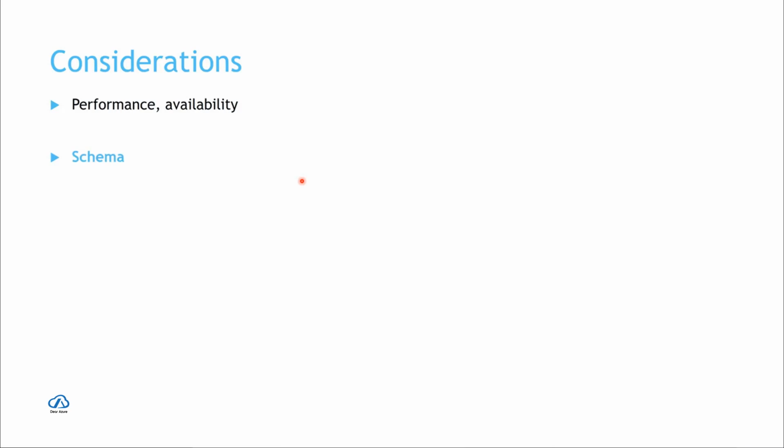And then the schema. You need to choose the external configuration store that supports multiple schemas. Most of the configuration data is key value pair, but sometimes you might have a complex data structure or complex data type that you want to store in the configuration data as well.